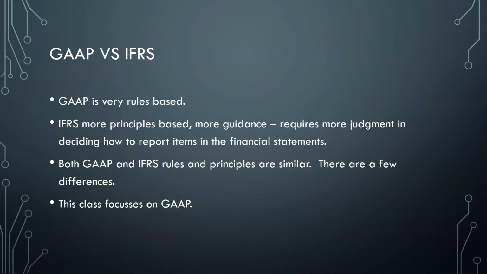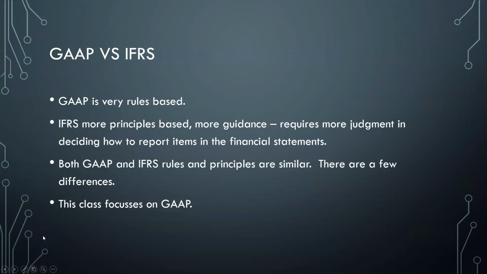Let's say that we're on the first floor and I want you to go to the third floor. GAAP will tell you, use the stairwell that is in the middle of the building to go to the third floor. A very specific rule. Whereas IFRS will say, go to the third floor. It's up to you on how you get there. So you could use the stairs in the middle of the building, you can use the stairs at the end of the building, or you can take the elevator. It's up to the accountant to use judgment on what to report in the financial statement. So that's IFRS, whereas GAAP has specific rules.